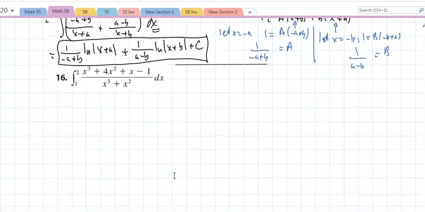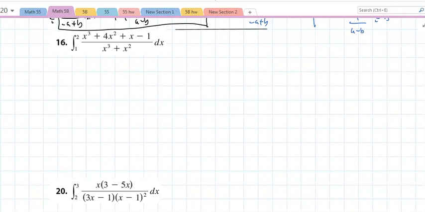Okay, now we have about 7 I think to go, and those are a bit more tedious, but not a big deal. What do you notice about this problem? Those are equal. So first things first, I need to use long division.